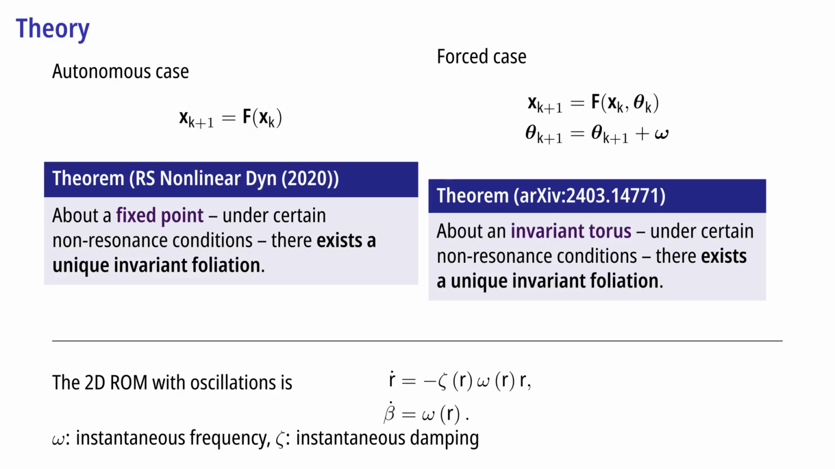The results are for foliations about equilibria and periodic or quasi-periodic orbits. In mechanical examples and in case of oscillatory dynamics, the model has an amplitude and a phase variable. Such a model is fully specified by two functions: the amplitude-dependent instantaneous frequency and the relative damping. This holds true about vibrations decaying to a quasi-periodic motion too.